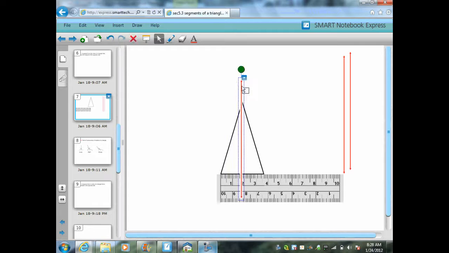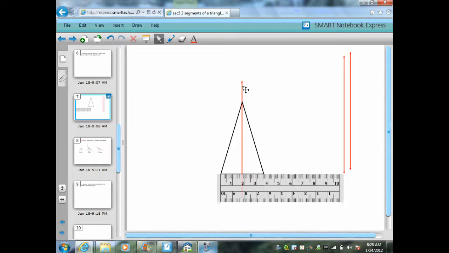Let's double click on my segment. I get my drop down arrow. Let's order that and send it to the back. Now that gives me a better view of where my triangle and segment are going to be. I want to move that to approximately 1.8.